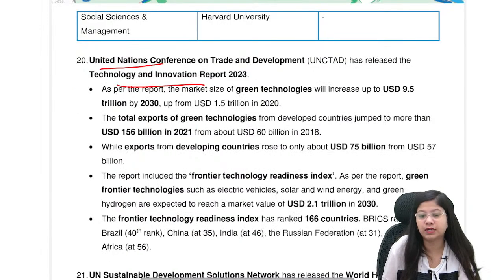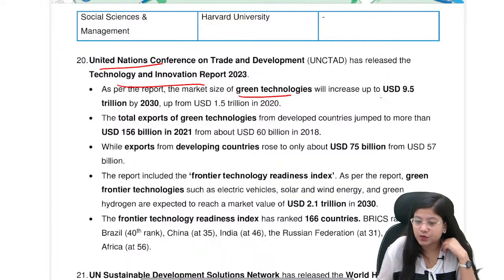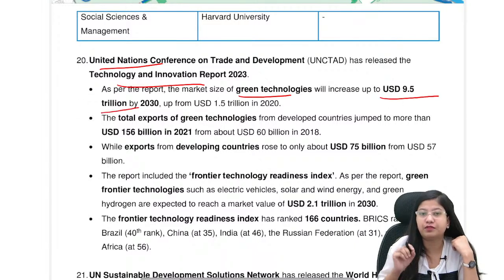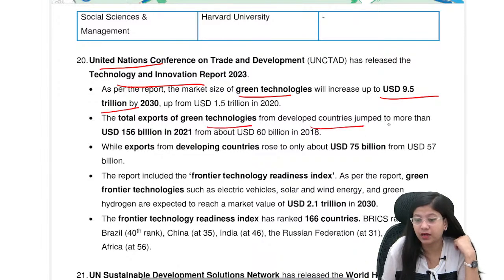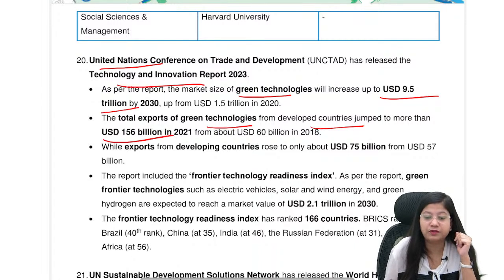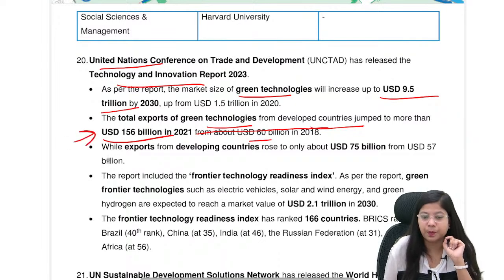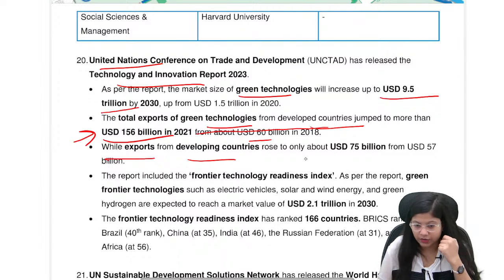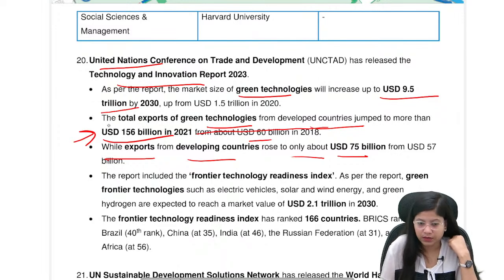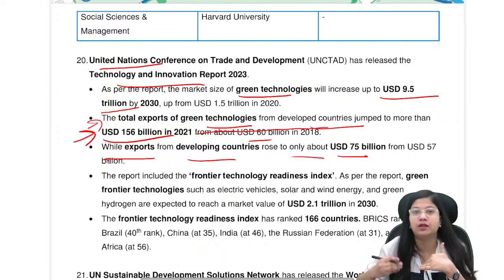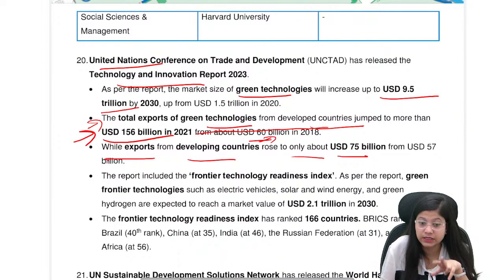Next, UNCTAD has released the Technology and Innovation Report 2023. As per this report, green technologies are going to flourish. The market is going to increase by $9.5 trillion US by 2030. The total exports of green technology from developed countries increased to more than $156 billion in 2021 from 60 billion in 2018. While exports from developing countries rose to only about $75 billion, the export of green technologies by the developed countries rose more than double.